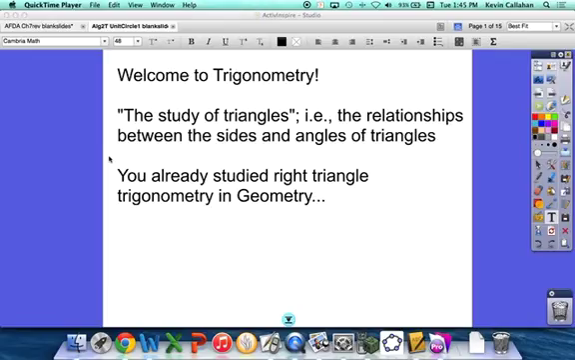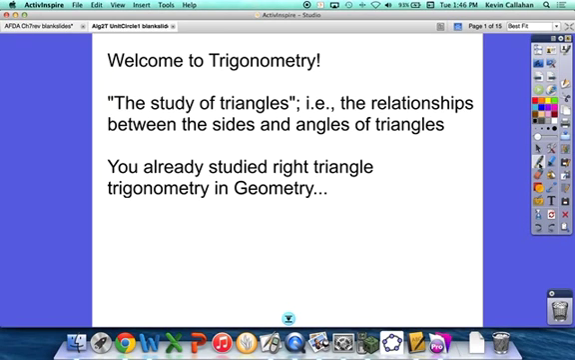Now, trigonometry itself, the word means the measure. I copied this from the wrong place. This is actually wrong. It should have said the measure of triangles, right? Because of the metry, not the study of triangles.